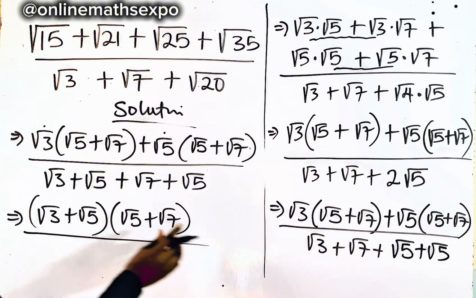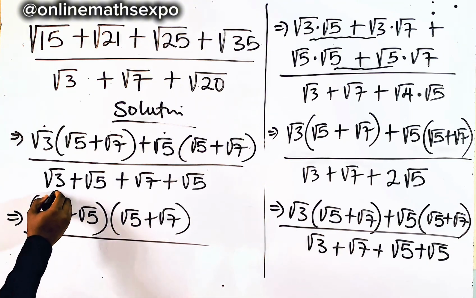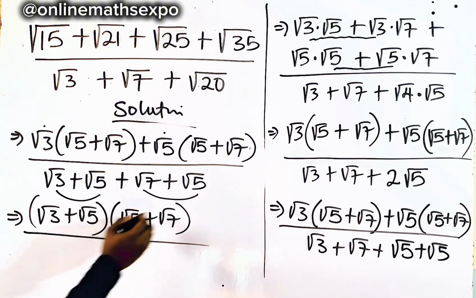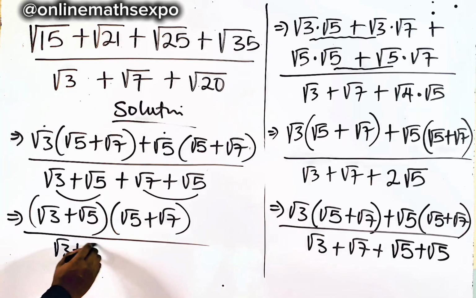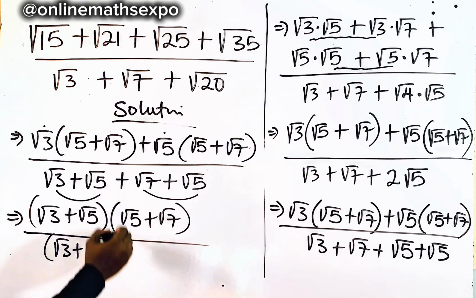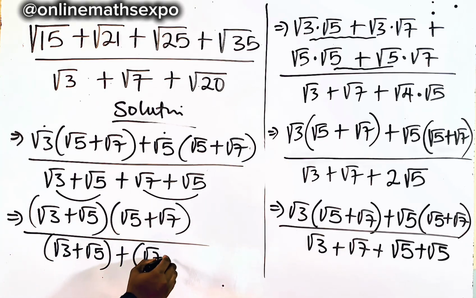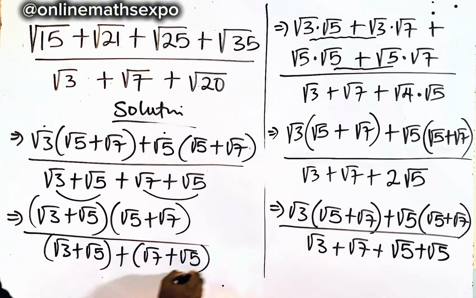And this is divided by, for this, we are going to put this together and this together. So we have root 3 add root 5. Remember your addition sign. Then we have root 7 add root 5. Now at this point, what do we do?